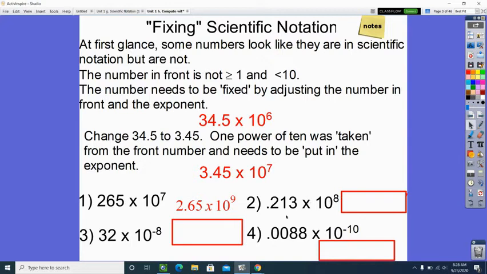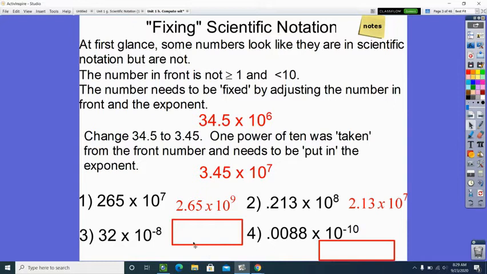Over here, where would the decimal go on this one? Did you say in between the 2 and the 1? So we're going to move it around the 2. But this time, as we're moving it, we're making this number bigger by a power of 10, which means that we need to compensate and do the opposite on the back of the number and take it out of the power of 10. 2.13 and 8 take away 1 would give us the 7.